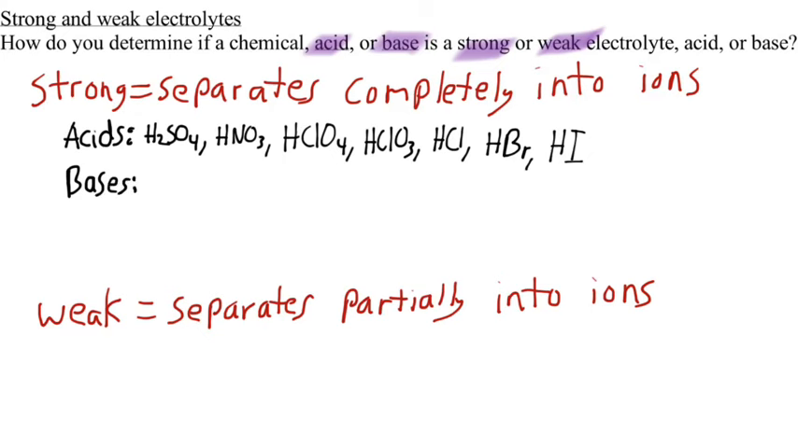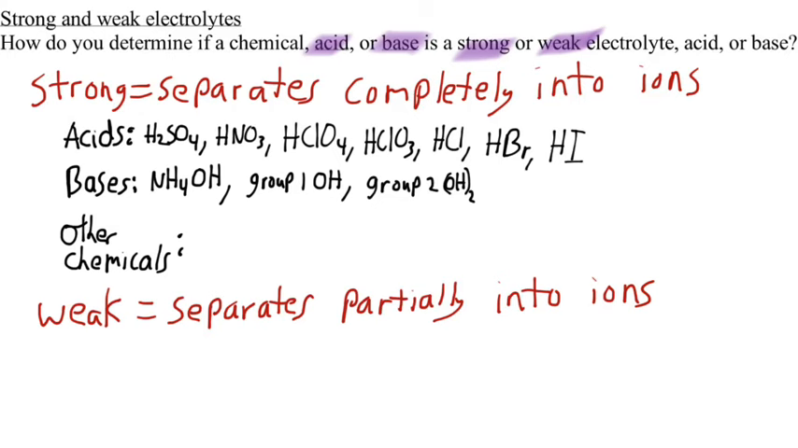The bases, you don't really need a list, you just need to know that it's the hydroxides that are soluble. So that's ammonium hydroxide, the group 1 hydroxides, that would be lithium hydroxide, sodium hydroxide, potassium hydroxide are the common ones. And the group 2 hydroxides like magnesium hydroxide, calcium hydroxide, that would be Mg(OH)2, Ca(OH)2. Those ones in group 2 are slightly soluble, but the part that dissolves separates all the way into ions, so they're still considered strong bases.